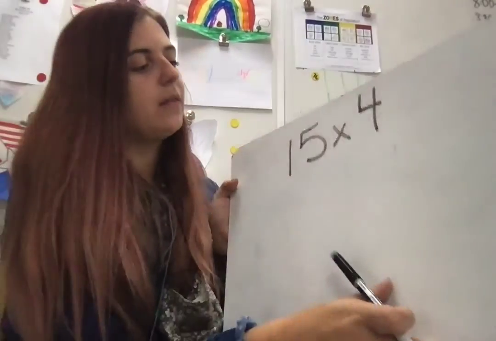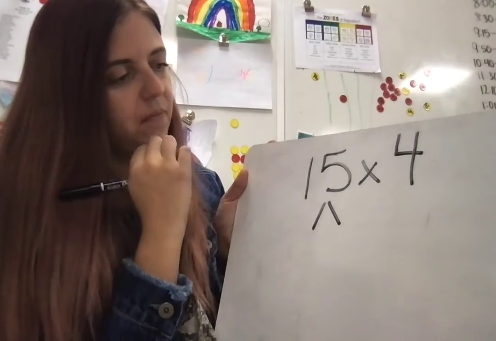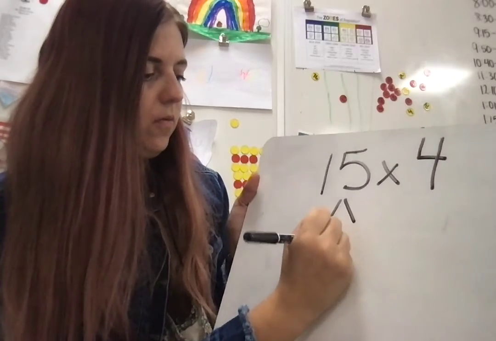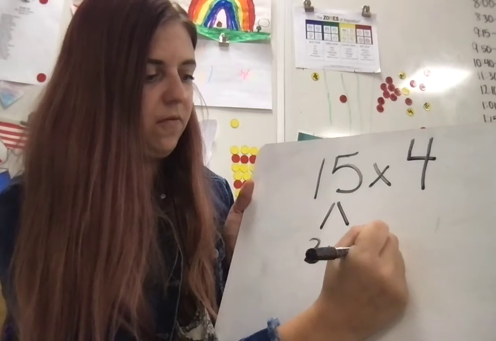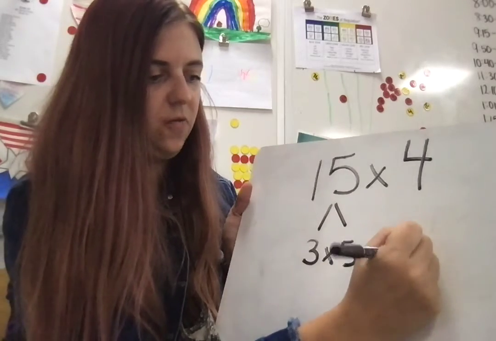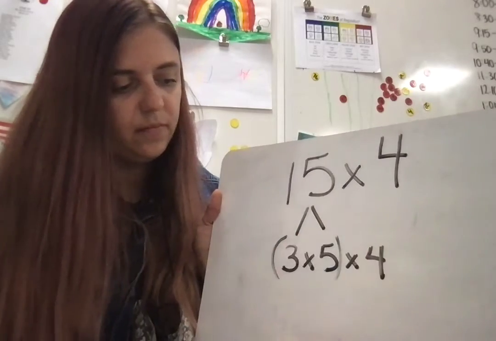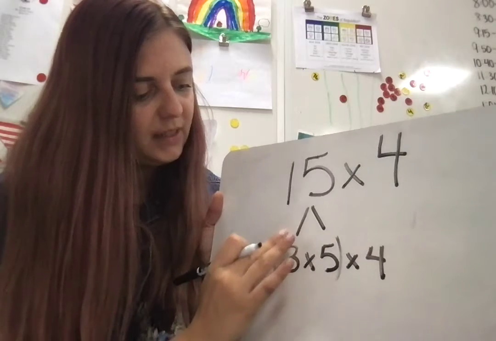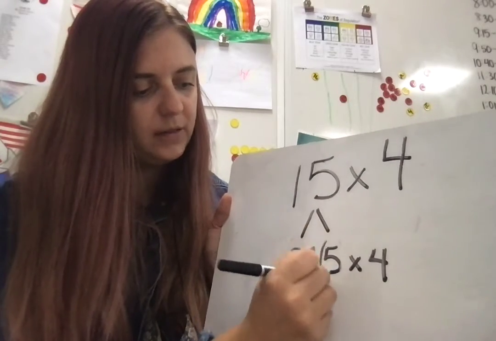All right, I'm gonna break this 15 up. And I'm going to do, let's say, 3 times 5 times 4. Now remember, if I put the parentheses here, I just get 15 again. That does not help me. So I don't want to put the parentheses in the spot that's going to just give me my original number again. So I'm going to try somewhere else.